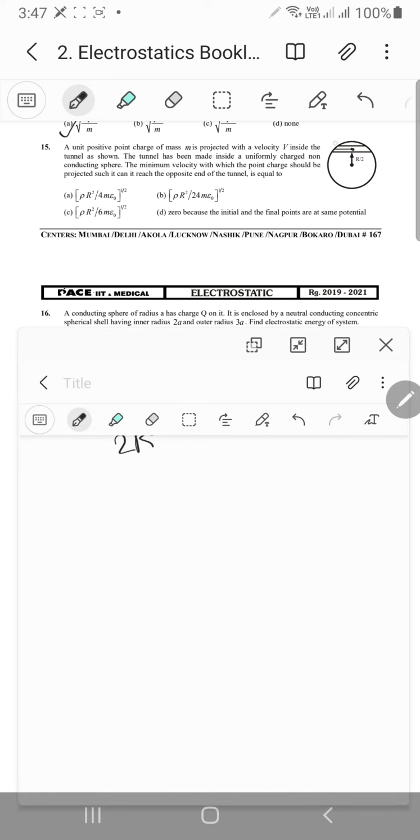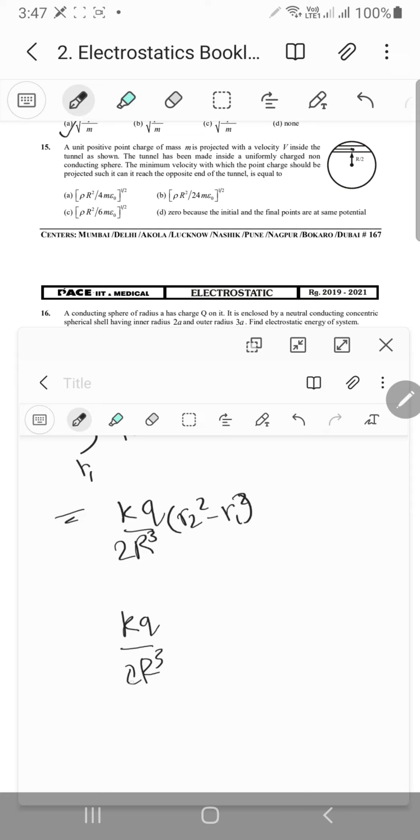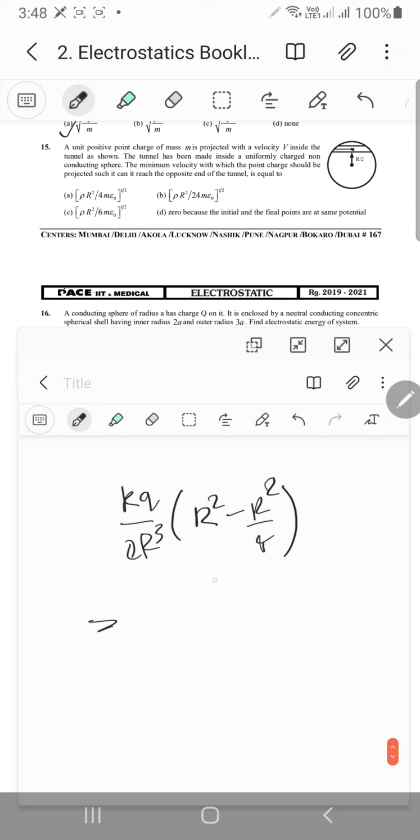This is distance R by 2. This distance will be capital R, which means, well, they just gave us this, so it should be like this. So kq upon 2r cubed, what's the potential difference? R2 squared, so it should be capital R squared minus R squared by 4, which is 3 kq upon 8R. That's the potential, so this times whatever charge it has. It's a unit positive charge, so it's just this thing.